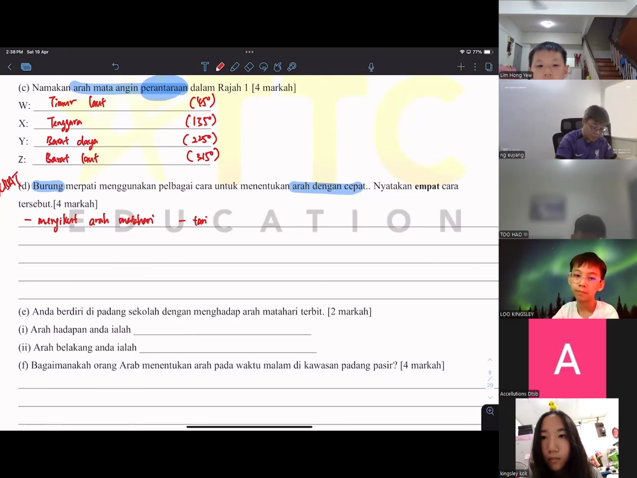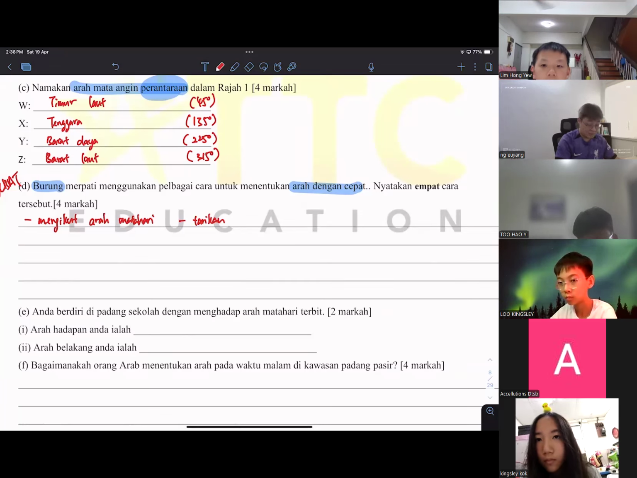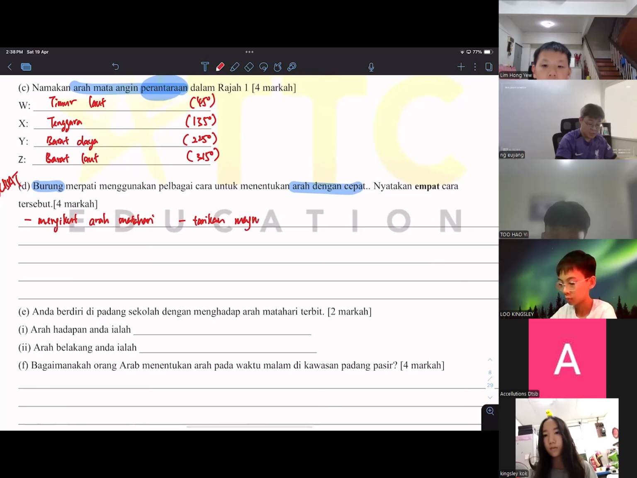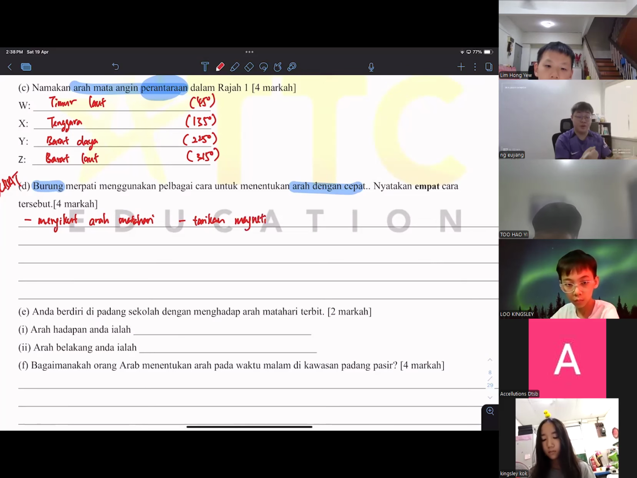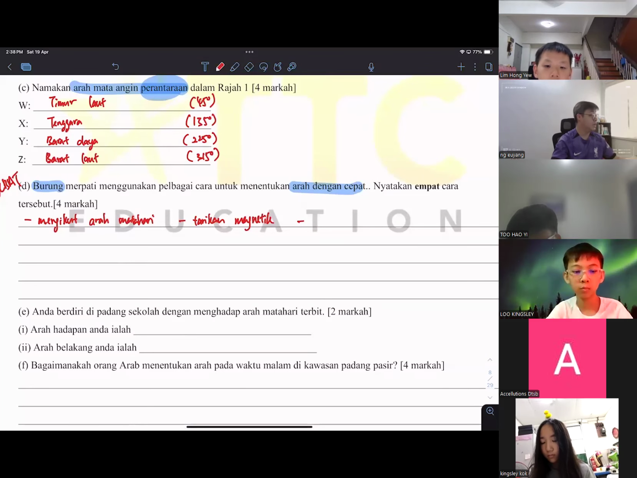Okay, so tarikan gravity or tarikan magnetic, just magnetic, because it's not gravity force, it's like magnetic force. Okay, so the third one, anyone? They are the magic compass.